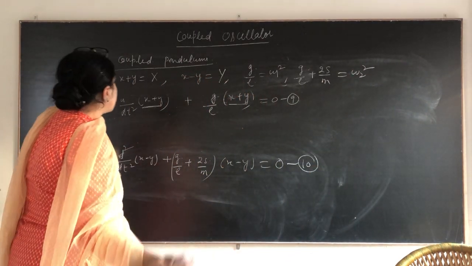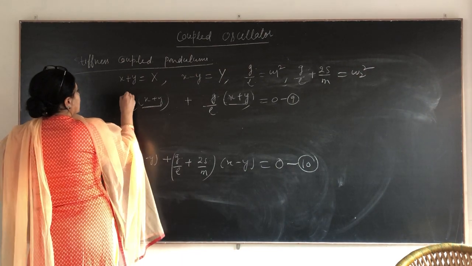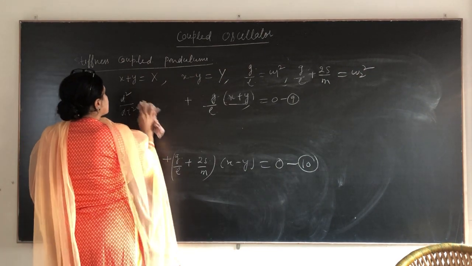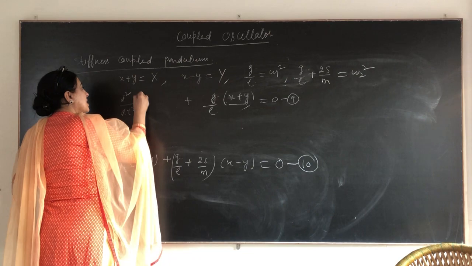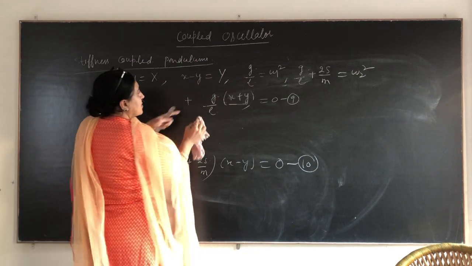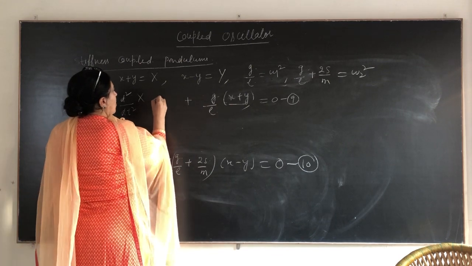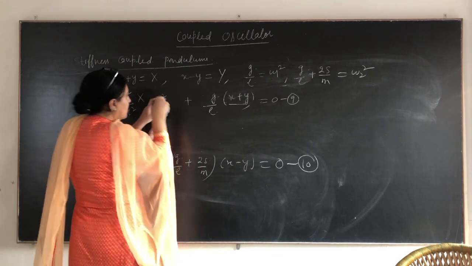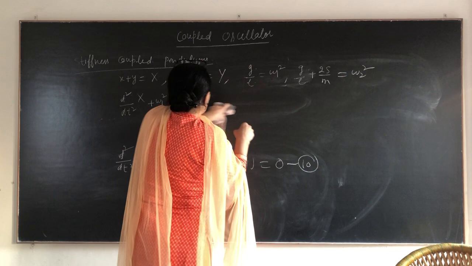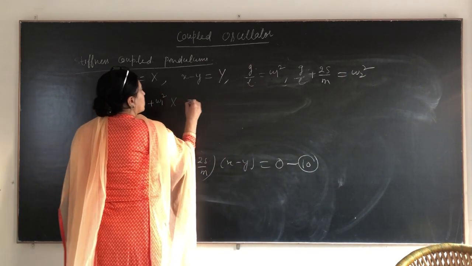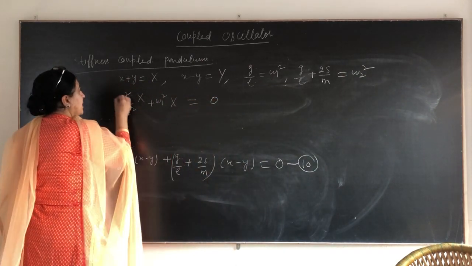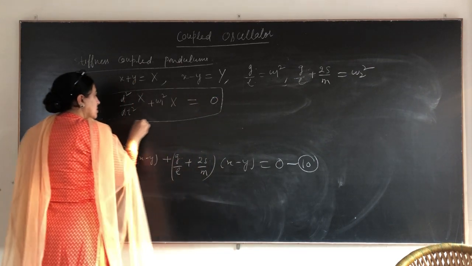When you put in these two equations, x plus y becomes capital X, plus put g by L equal to omega 1 square. So plus omega 1 square into capital X will be equal to 0. So the 9th equation will be reduced to this equation.